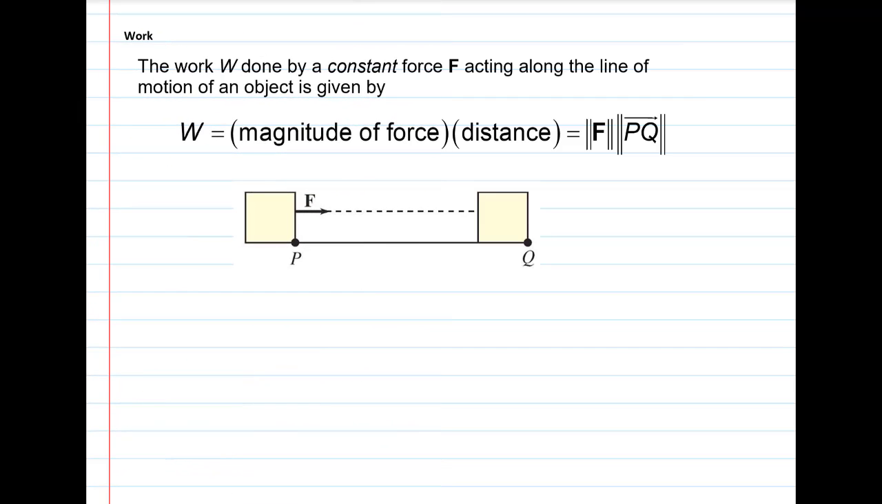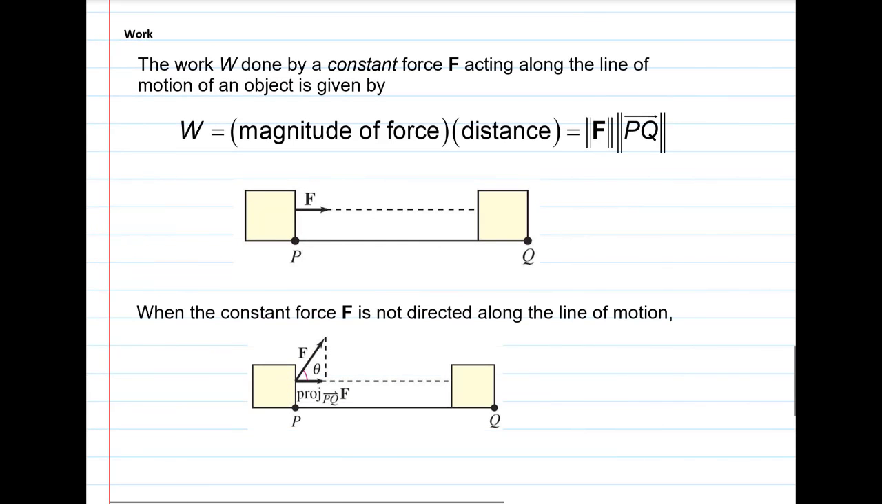Another application of the dot product and projections is work. The work, which we're going to call W, done by a constant force F acting along the line of motion of an object is given by the formula force times distance, or the magnitude of the force times the distance traveled by this object. And this formula is applied when the force is parallel to the vector PQ. In this case, it represents the ground, the surface where this object is moving.